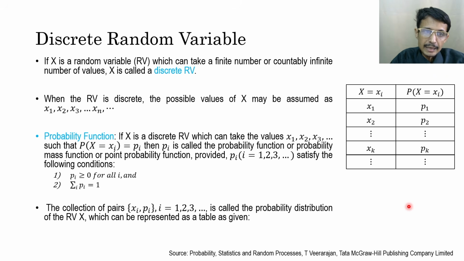The first condition is that pi is greater than or equal to 0 for all i, and the summation of pi is 1. These are very simple and the basis of probability. We are just mentioning them for refreshing. The collection of the pairs xi and pi, for i equal to 1, 2, 3, is the probability distribution of the random variable x, which can be represented in a table as given. So the probability distribution of a discrete random variable can be represented as a table.